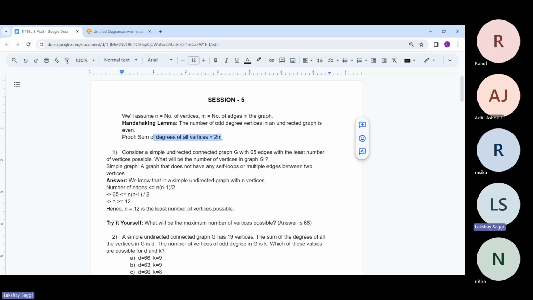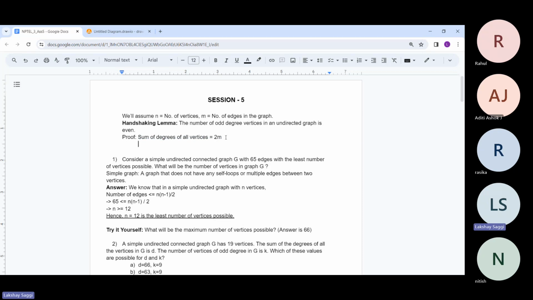We can say this because in the sum of degrees of all vertices, every edge will come twice. Suppose there's an edge u comma v, then it will come once in the degree of u and once in the degree of v. So every edge comes twice. That's why the sum of degrees of all vertices is equal to 2 times m, and from this we can say that the sum of degrees of all vertices is always even, because 2 times m is always an even number.